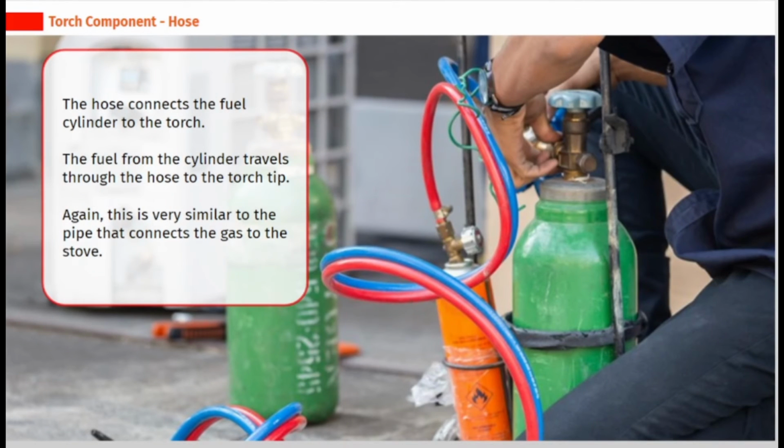The hose connects the fuel cylinder to the torch. The fuel from the cylinder travels through the hose to the torch tip. Again, this is very similar to the pipe that connects the gas to the stove.